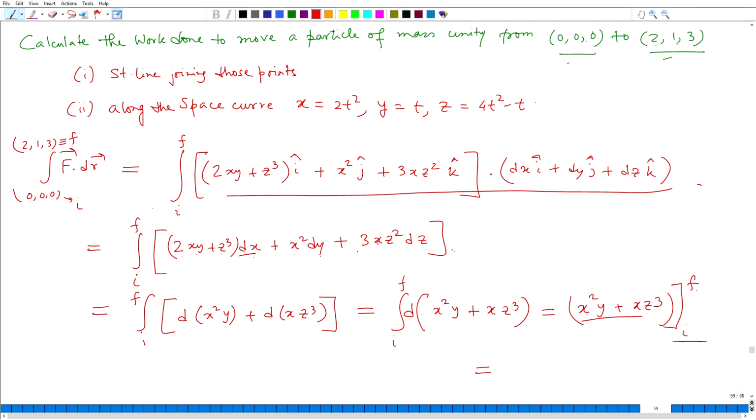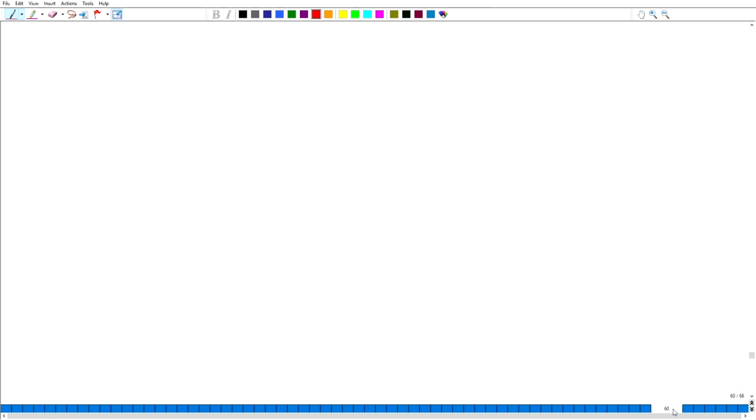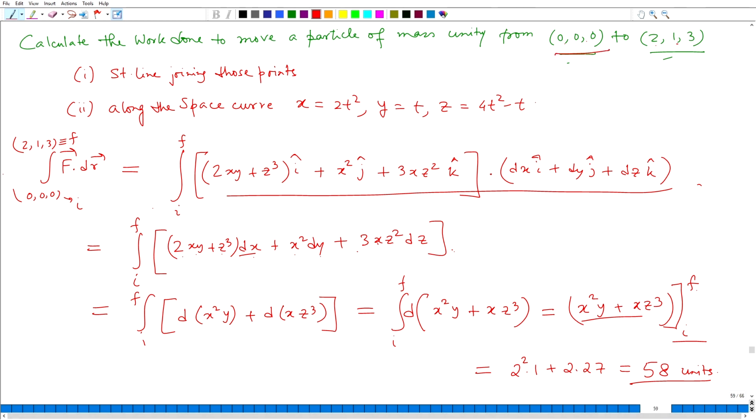So, when x is 2 and y is 1 and z is 3, then if you calculate, you will get 2 squared times 1 plus 2 times 27. So, this is 3 cubed, and you will have 58 units. Okay. So, that is the work done. Now, the interesting point is, if you go along any path connecting these 2 points, the work done will always be equal to 58 units.